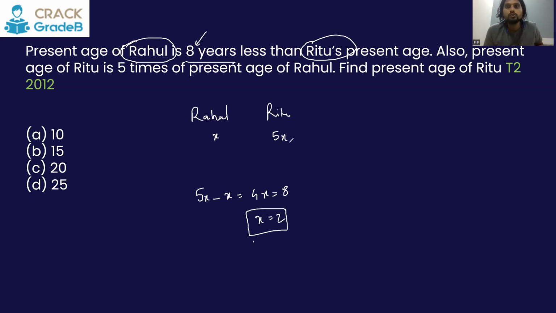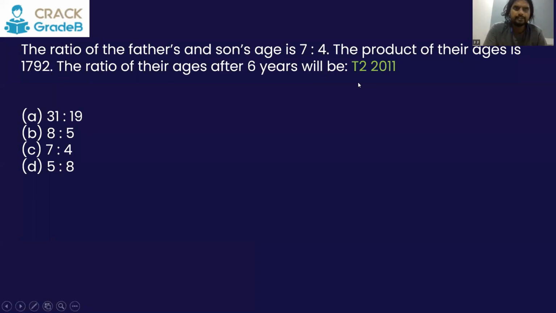So if X is 2, Ritu is going to be 10 years old. Just put X equal to 2 here. Ritu presently is 10 years old. That is a very easy question. Let's see the next.